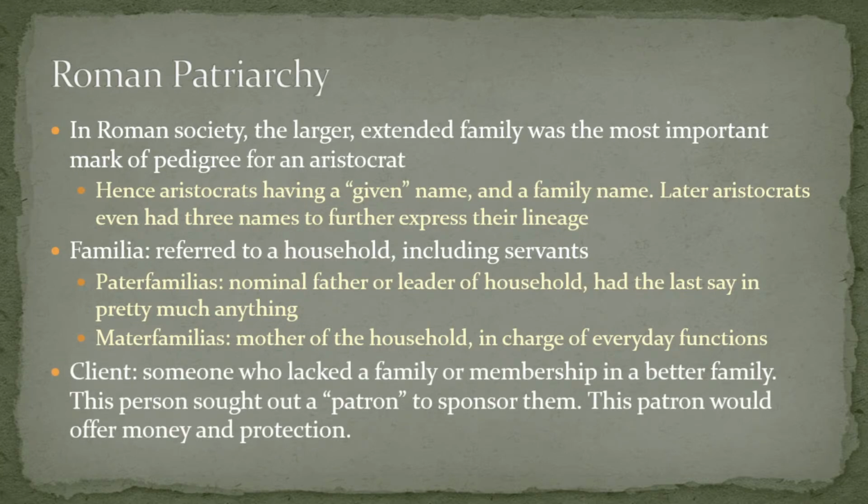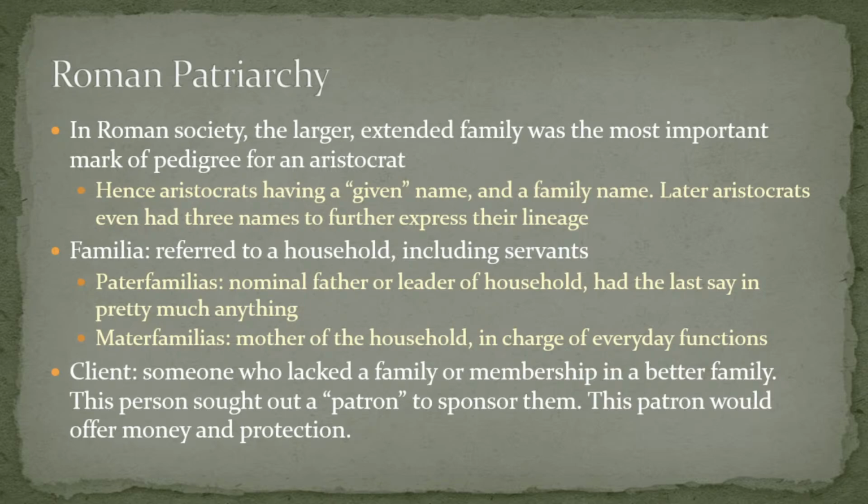So this is the thing I mentioned earlier. I thought it was on the previous slide, but it's here. Clientage. So if you did not have a family, or the family that you were a part of was not a very high-ranking family in terms of prestige, you could be adopted into another family via clientage. So you would seek out a patron who would sponsor you, I suppose is the proper word. They would offer you money and protection and essentially make you part of their family, at least politically, so that now out in Rome proper, you can claim membership to this family.